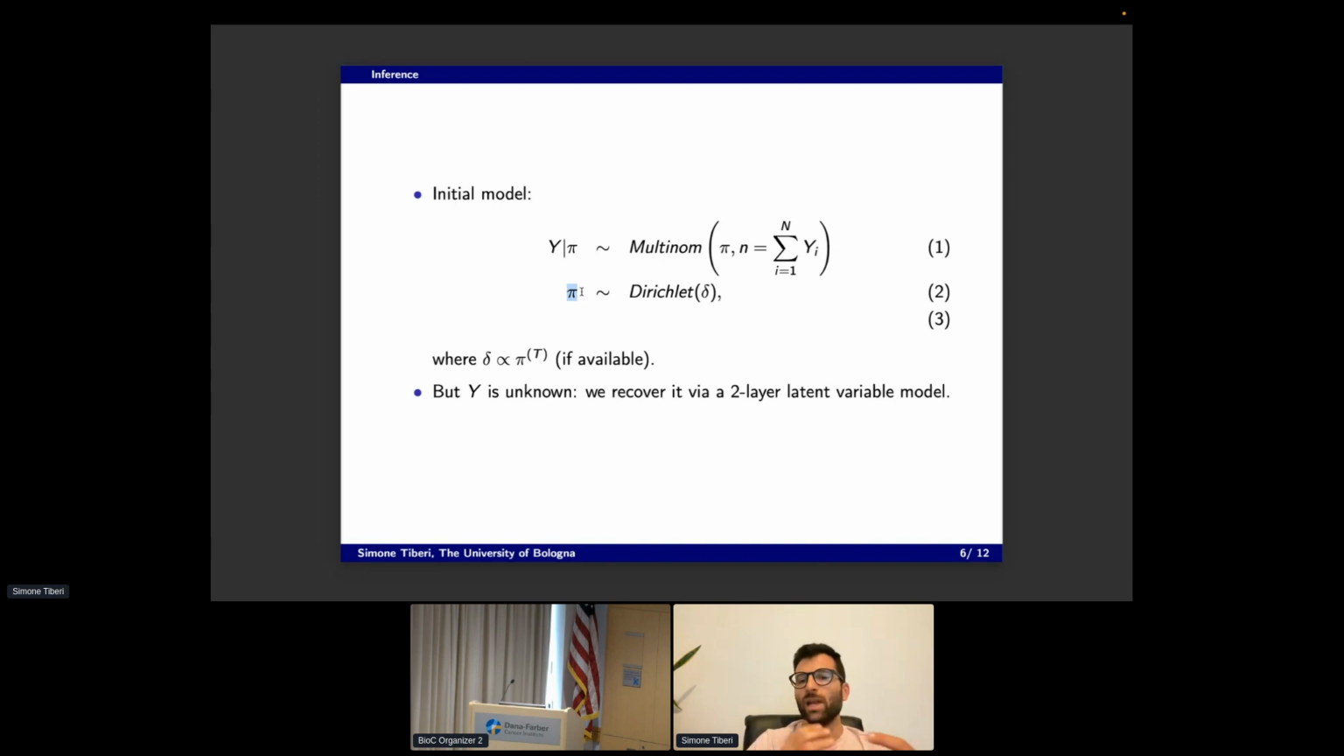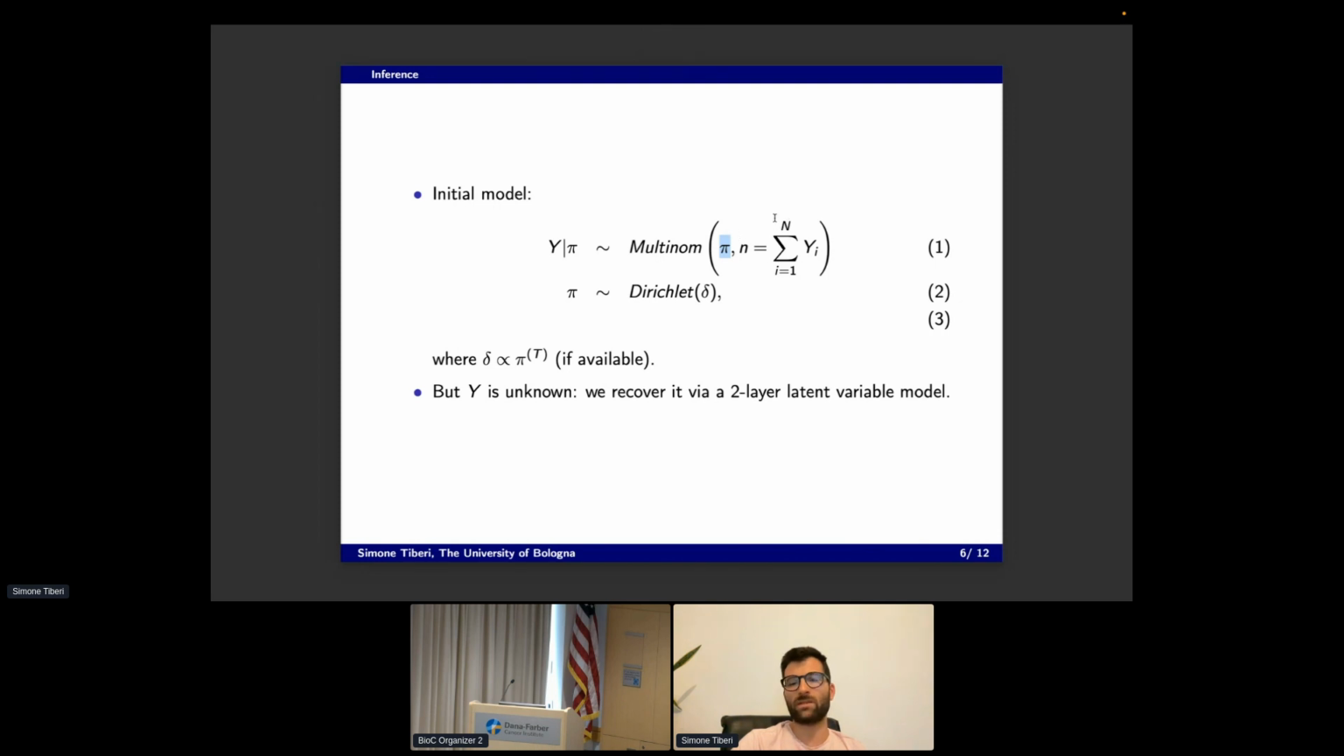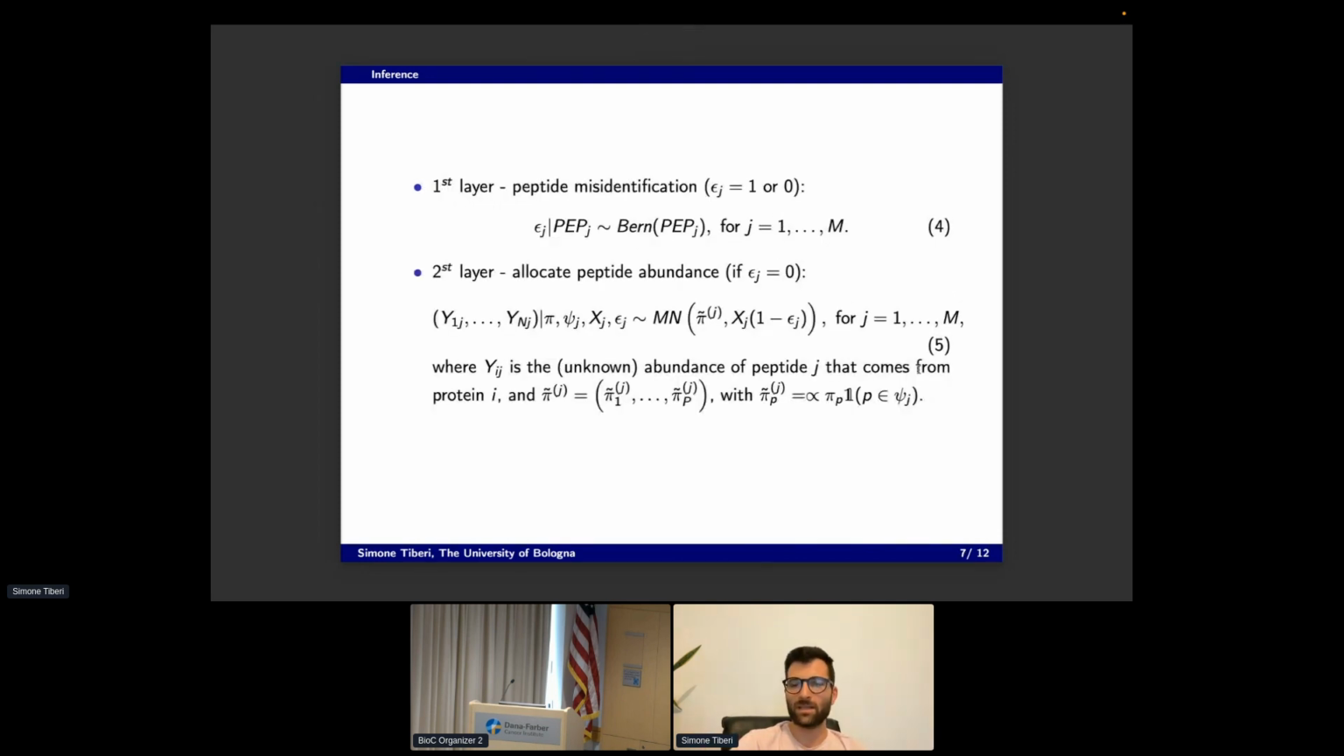And so we use a two-layer latent variable model to recover this protein abundance. So in the first layer here, we sample if a peptide has been correctly or incorrectly identified. And so that is given the probability that a peptide is erroneously identified. So it's quite smooth. Now, only when a peptide was sampled to be correctly identified, then we allocate its abundance to the proteins of origin, where obviously this is again a multinomial, but we don't have all the N proteins that we have in the general model. We only have the subset of the proteins that this particular peptide is compatible with.